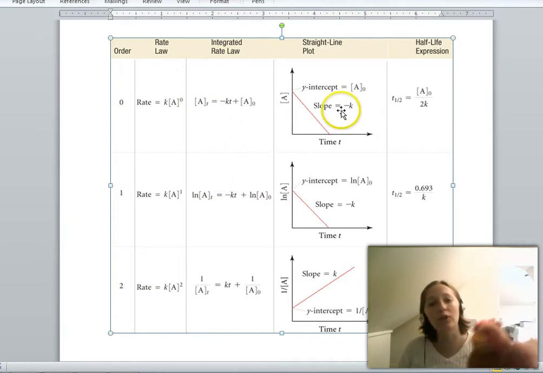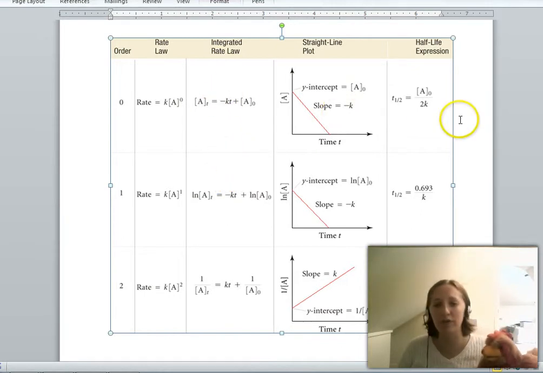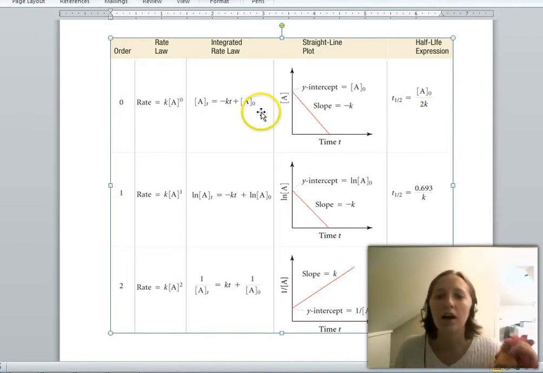Also, there's a graph that goes with it and a half-life expression that goes with it. And you've got to have kind of all of this information together in your head, kind of as a team of 4 helpful things.